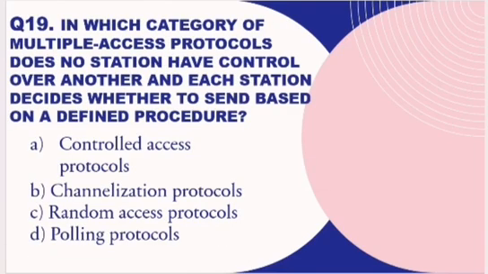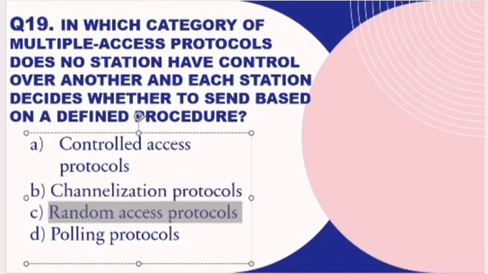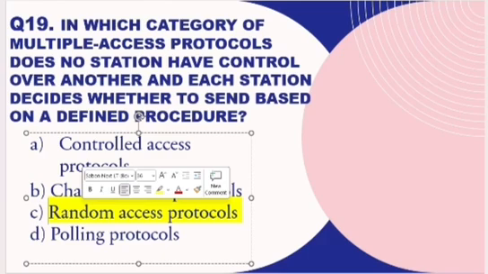Moving on to the next question. In which category of multiple access protocol does no station have control over another, and each station decides what to send based on a defined procedure? Options are option A, controlled access protocol. Option B, channelization protocol. Option C, random access protocol. Option D, polling protocols. I hope you all have paused the video and guessed the answer right. So the correct answer for this question is option C, random access protocol.